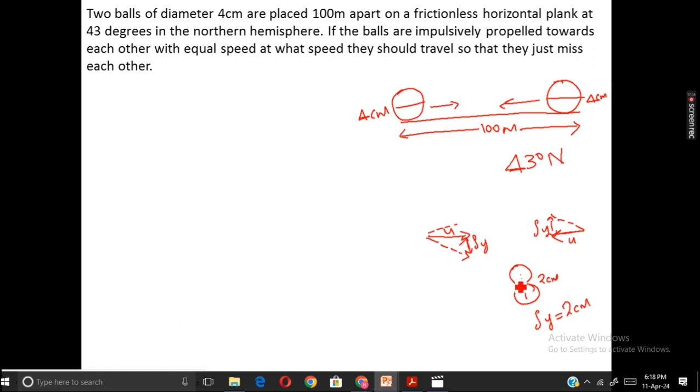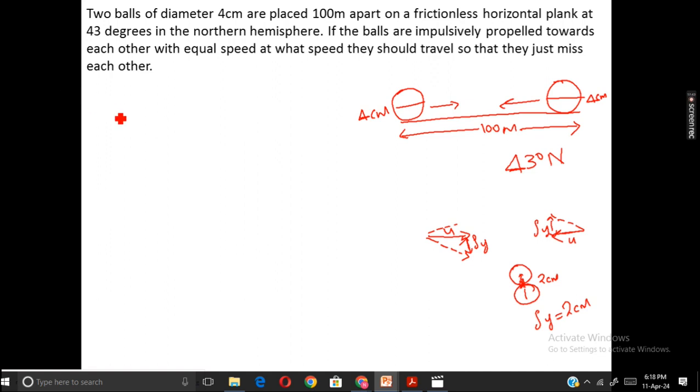Now the condition is that the balls should just miss each other. When they say the balls should not collide but just miss each other, the deviation of the balls should be 2 centimeter, which is basically the radius, so that they will just miss each other. If this ball deviates a distance of 2 centimeter from its initial path and the other also deviates 2 centimeter, the balls will just miss each other. They won't collide. So delta y will be 2 centimeter.